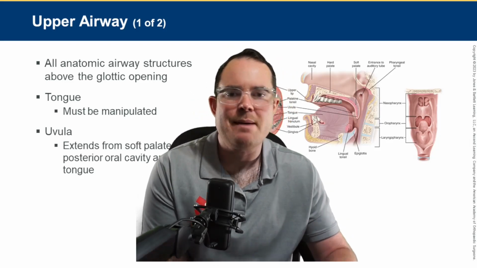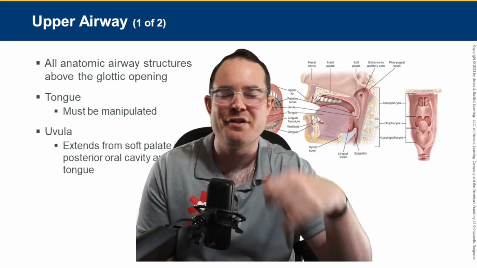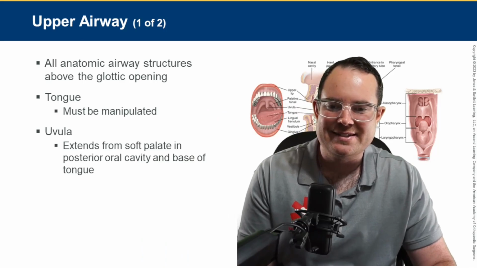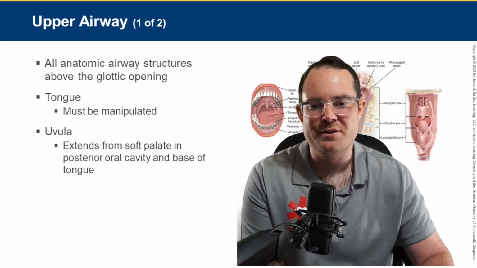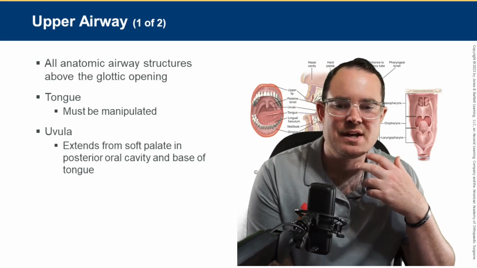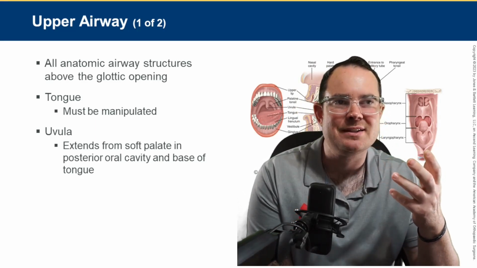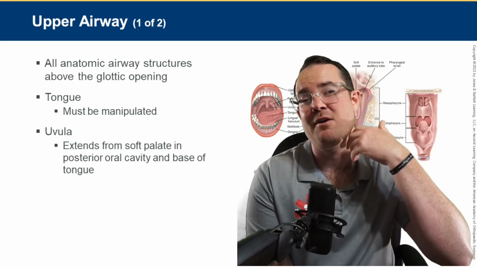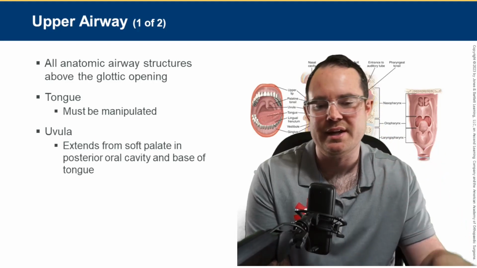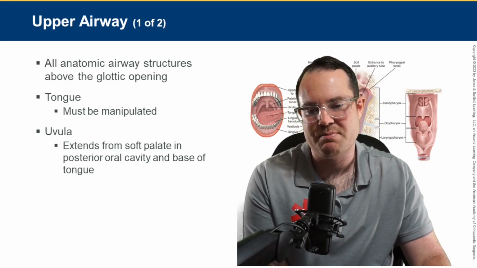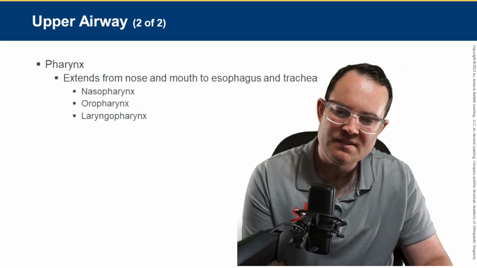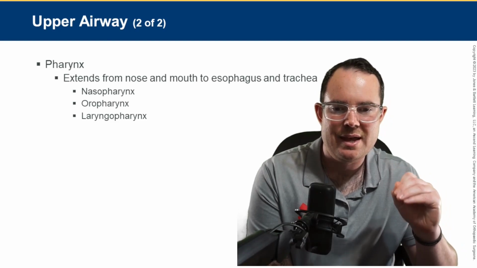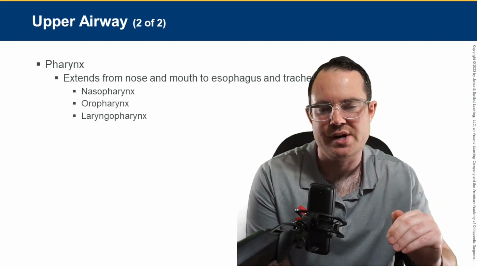The uvula is that punching bag that you've noticed in the back of the throat. That is called a uvula. It says it extends from the soft palate and the posterior oral cavity to the base of the tongue. So basically, that uvula assists with a gag reflex, right? When things get that far back into your throat, it can stimulate a gag reflex when it's by or touches the uvula. The pharynx extends from the nose and mouth to the esophagus and trachea.